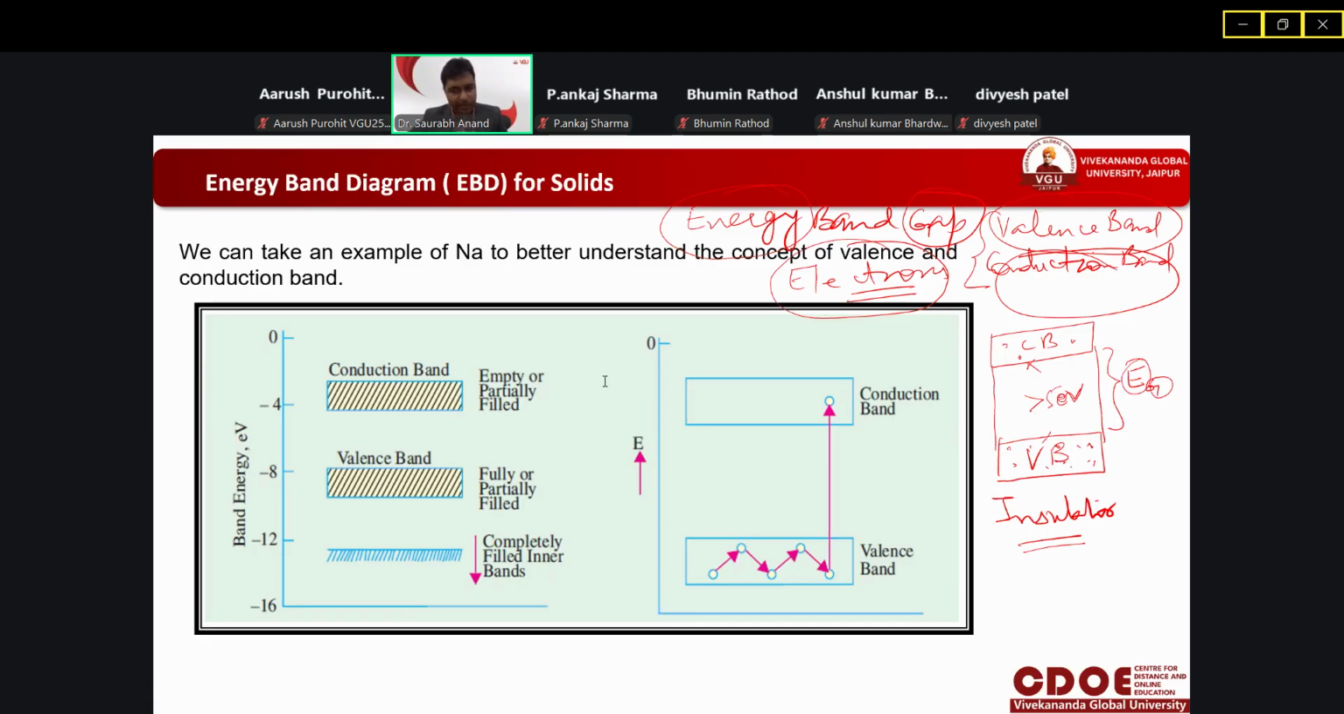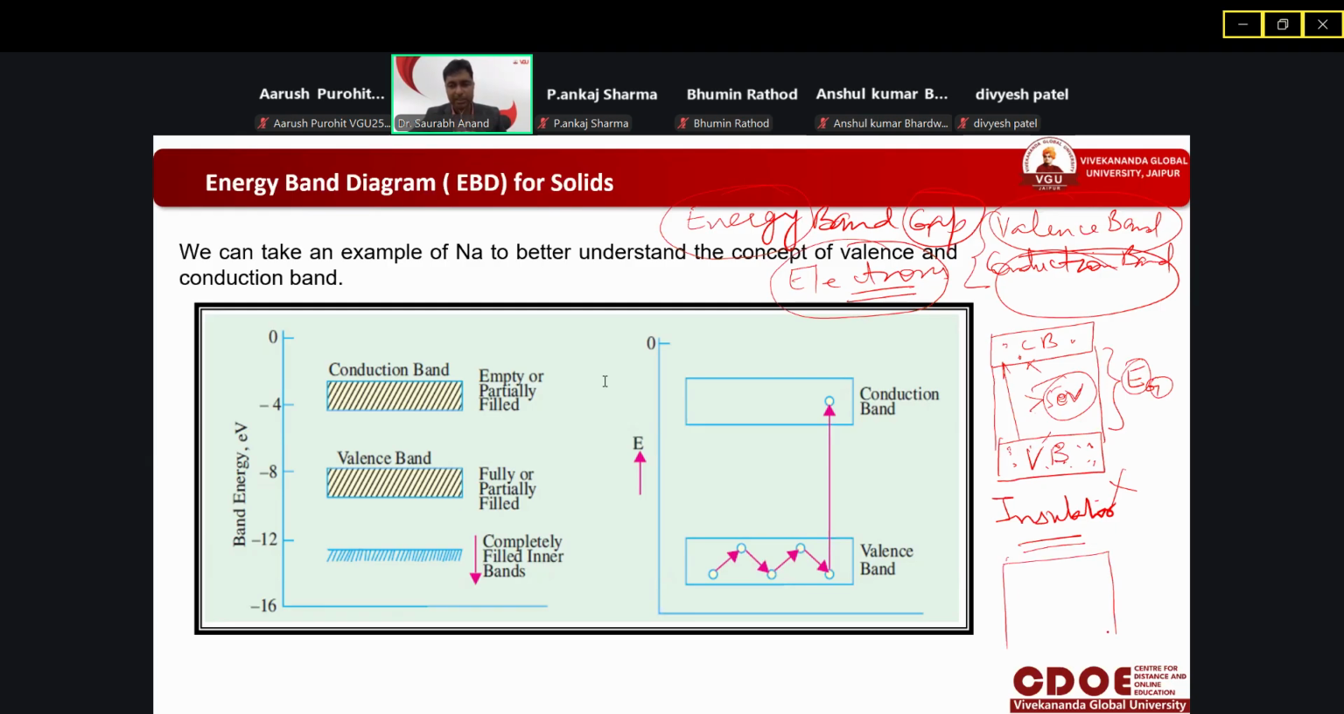No. The same thing is there: the energy gained by one electron is not sufficient for jumping from valence band to conduction band. So it is too much. That is why conduction in an insulator is not possible. Clear? And if we see in a conductor, right?